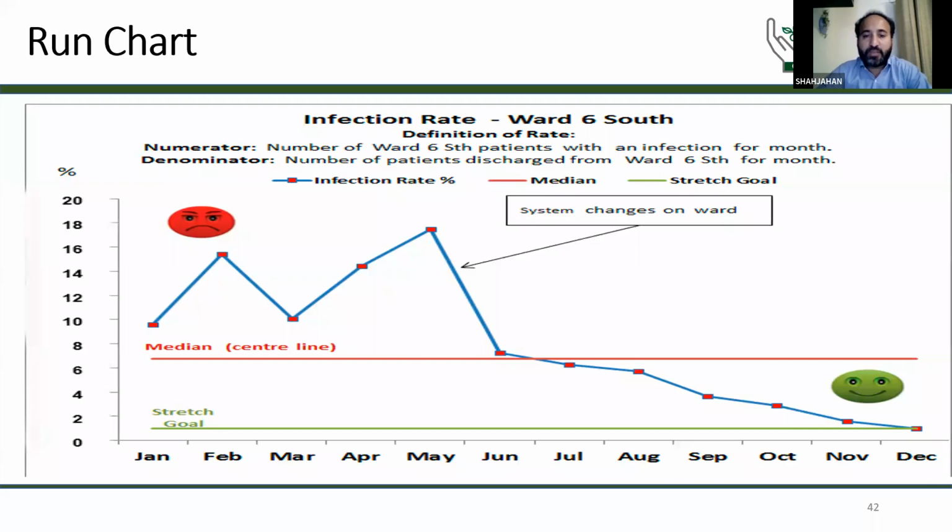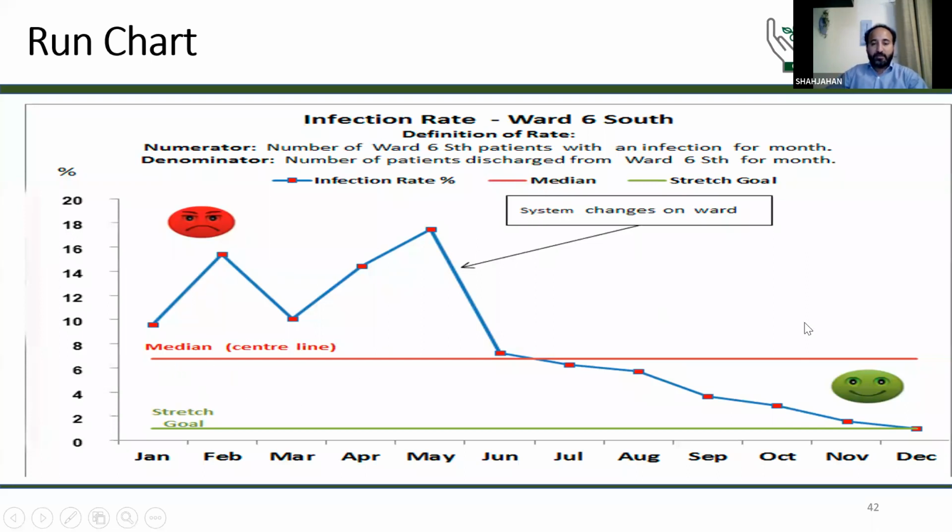We are checking the infection rate in ward 6, how the infection is. So you can see here, in January, there was 10. In February, 16. Then March, it was 10. Then an increase in May. Then after May, the infection rate decreased. See, 1, 2, 3, 4, 5, 6, 7. Around 6 or 7 points decreased. So how will we analyze this graph?